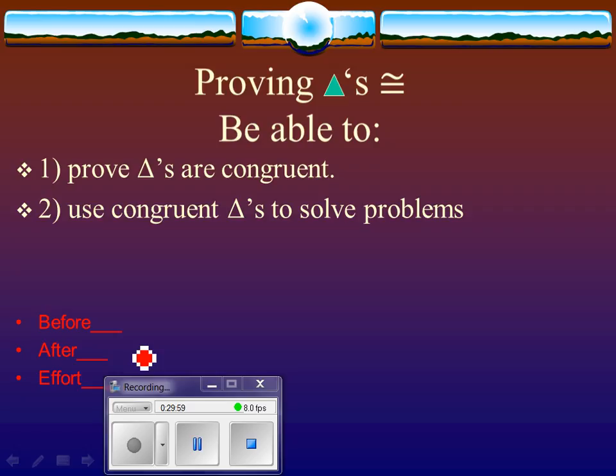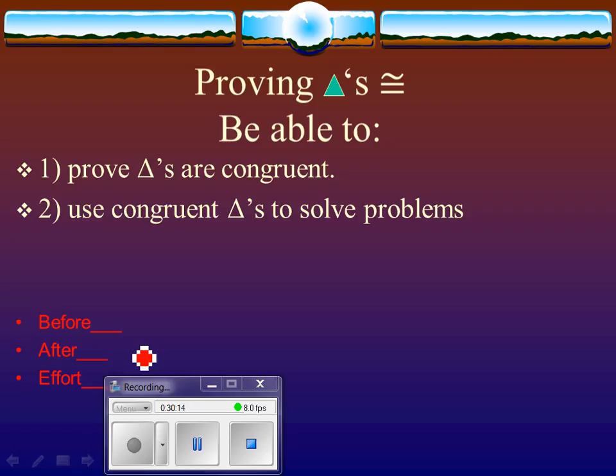Now, actually, this year I'm skipping a section. The section that we're going to skip over has you go through and prove two triangles are congruent the long way. I'm just skipping over that, and we're going right to the shortcuts.